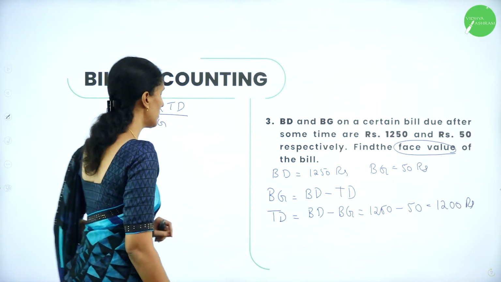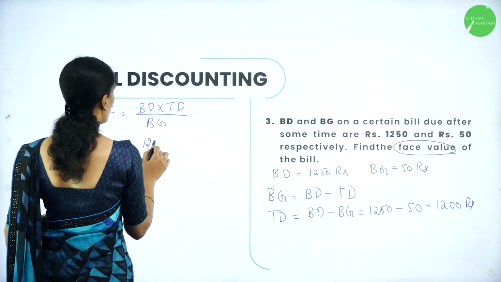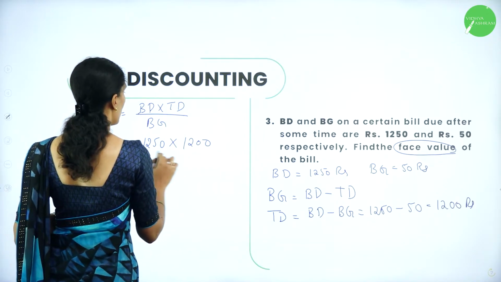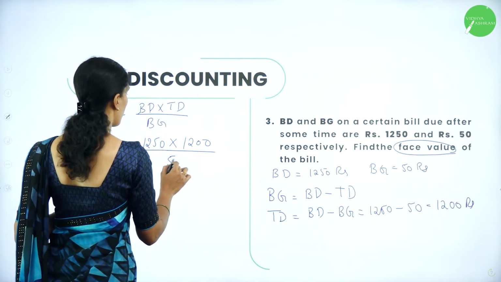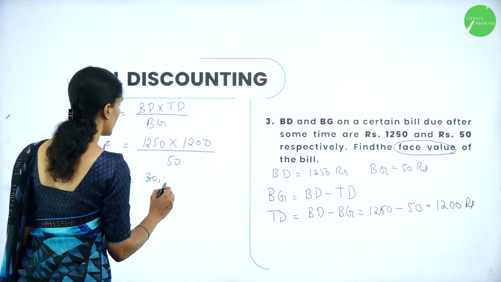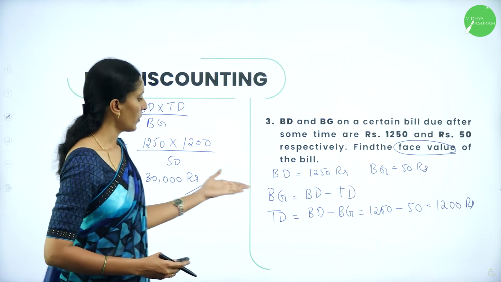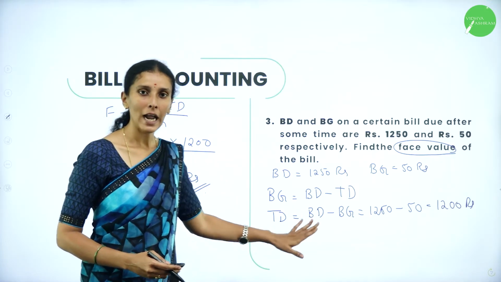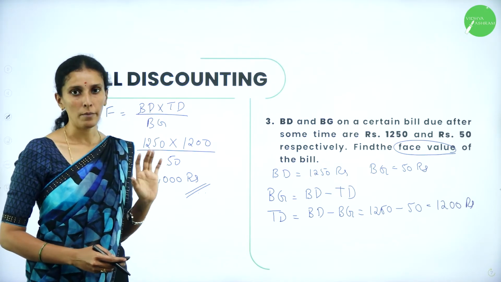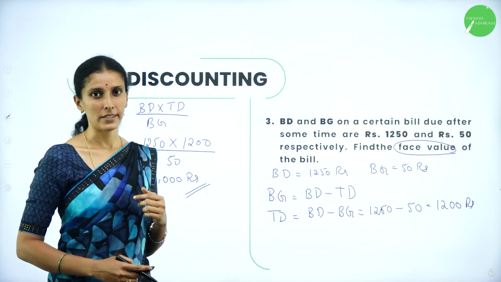Now I know the true discount. Substitute here. Banker's discount is 1250. True discount is 1200. Banker's gain is 50. So when you divide this, face value is 30,000 rupees. So very simple problem. You need to find out the true discount and substitute the value of true discount in the face value formula. You will get the face value of the bill as 30,000 rupees.